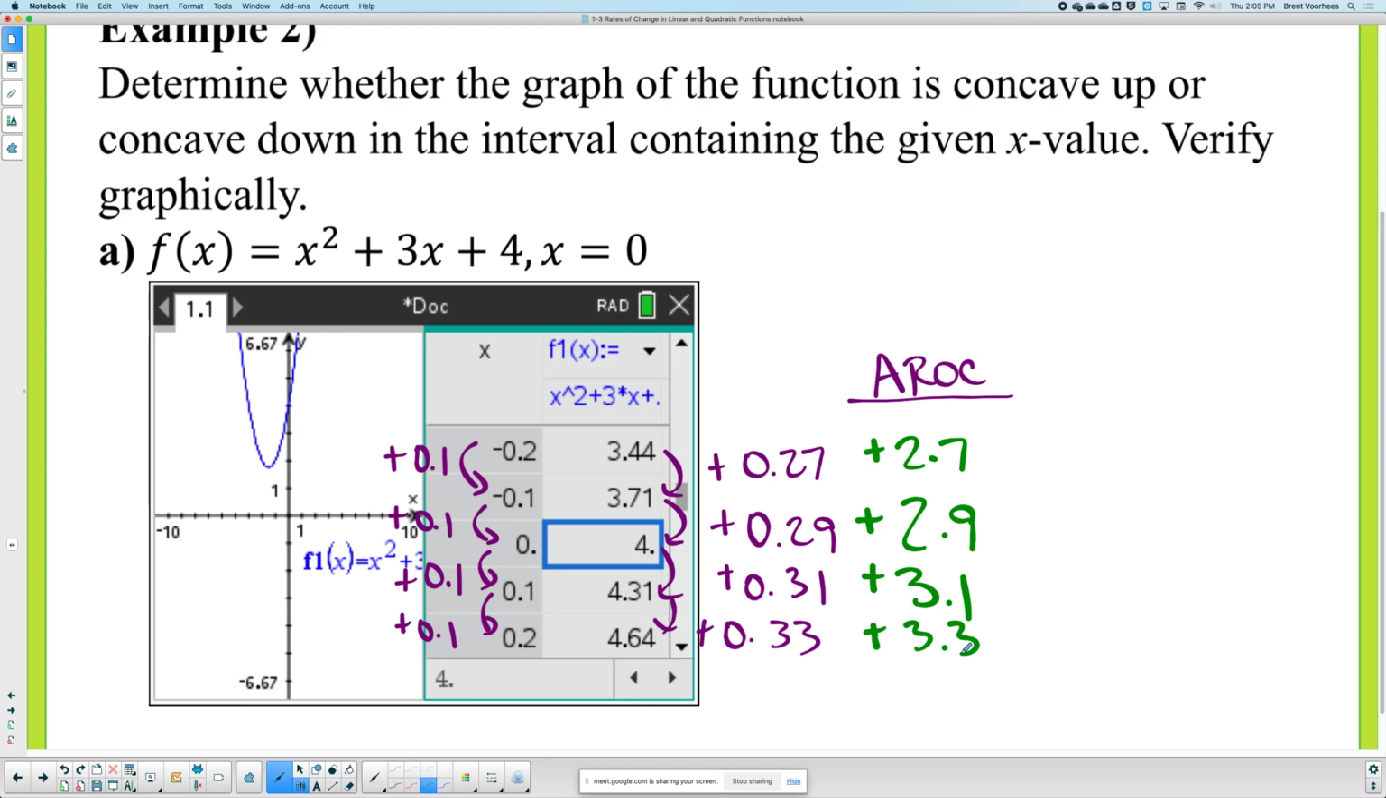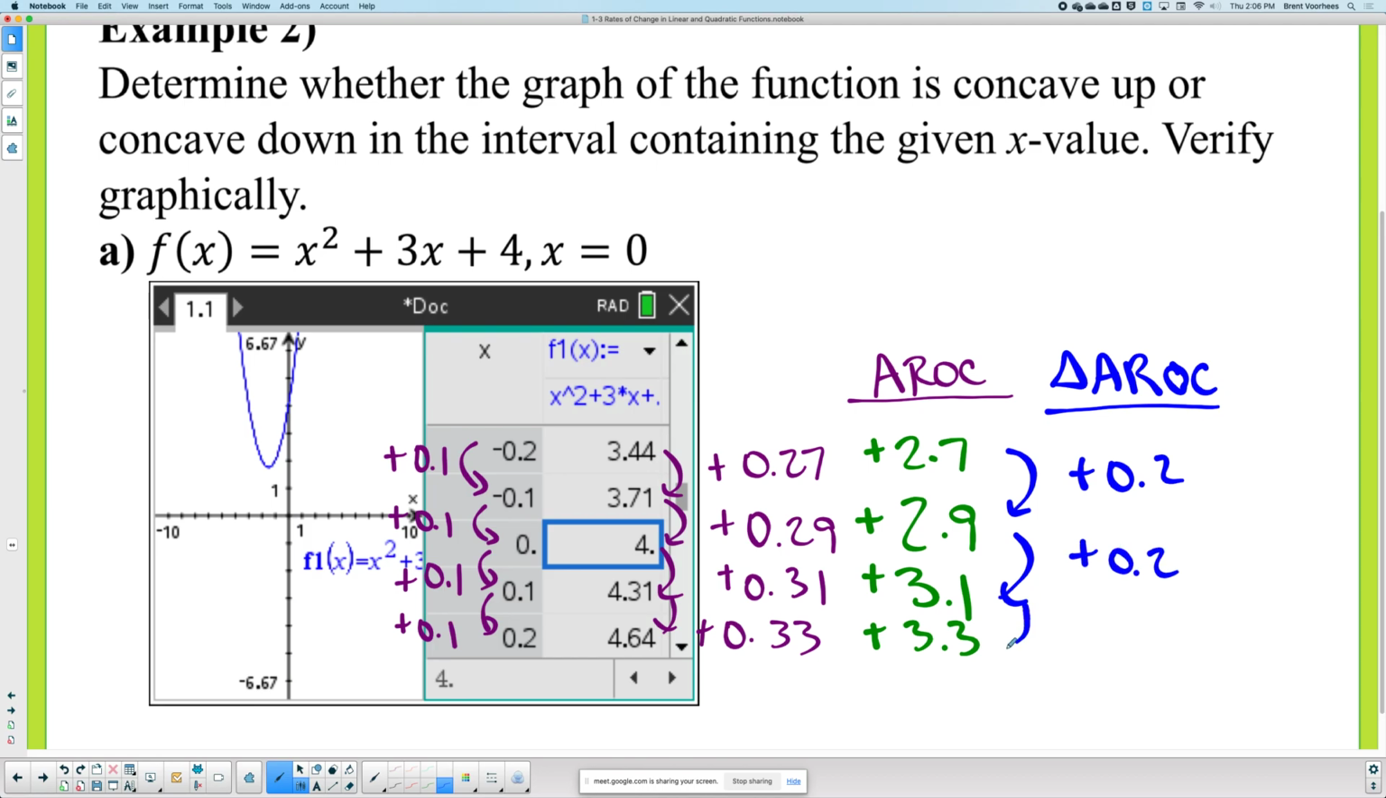It's increasing. What did it mean from a few classes ago if your A rock is increasing? It's concave up. Now we can prove it a new way. It's also concave up by going to the change in the A rock. How much does it increase going from here to here? 0.2. How much from here to here? How much from there to there? 0.2. Here to here? 0.2. Concave up.